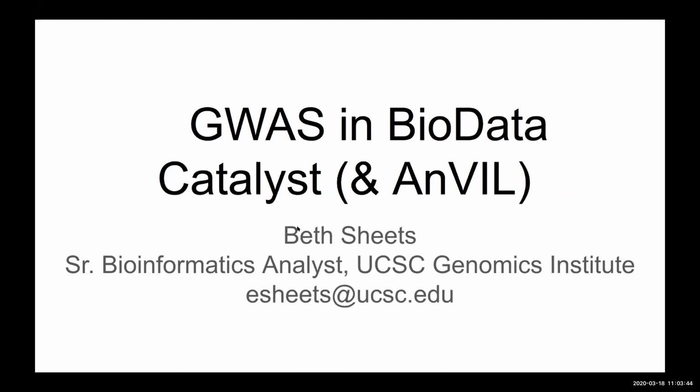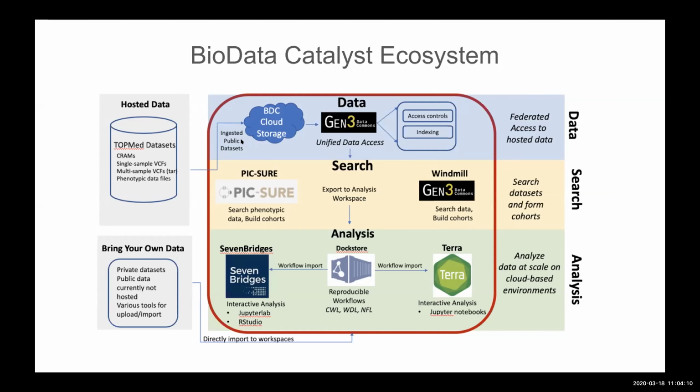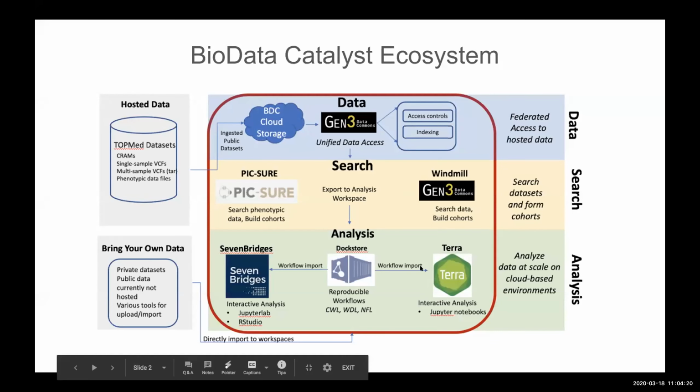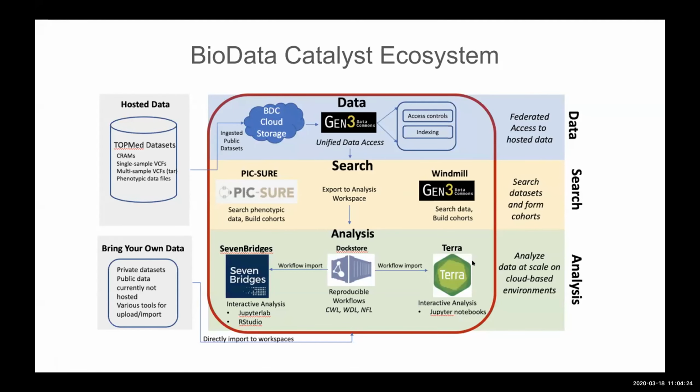Okay, there we go. So I think you've probably seen this figure before, or you might see it again, but this is an overview of the BioData Catalyst ecosystem. It has a lot of parts, and I just wanted to narrow in on where we'll be working today. So in the demo, I'm going to show you how we'll find some data from Gen3, and we're going to export it to a Terra workspace. And I'll also show you how Dockstore workflows are used in that Terra workspace. And these three components are also represented in the AnVIL ecosystem as well.